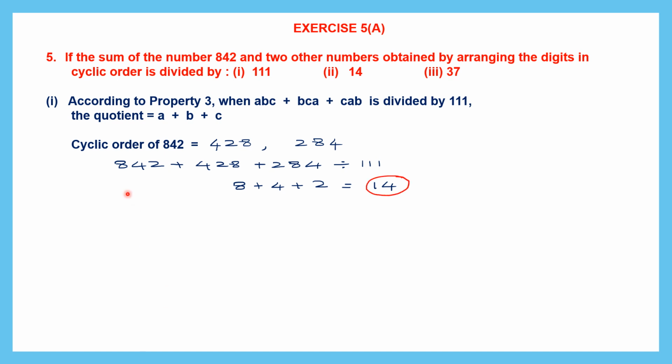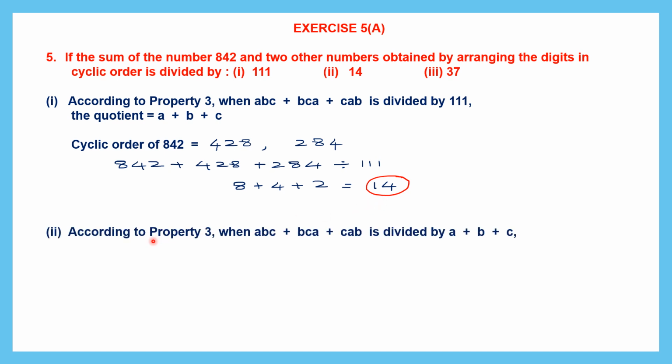You can also check and see. You can add it all up, divide by 111. Your quotient will be 14. So according to property 3, we can do it this way without doing the actual addition and actual division. This is one part of it. Now we have found the answer to this. So when we divide it by 111, our answer is 14.